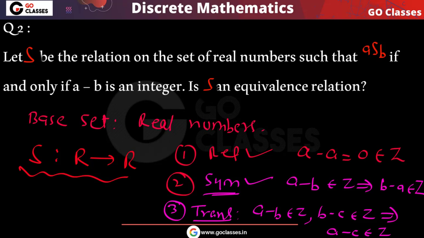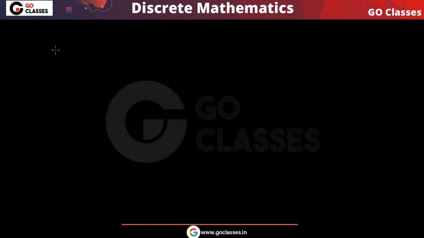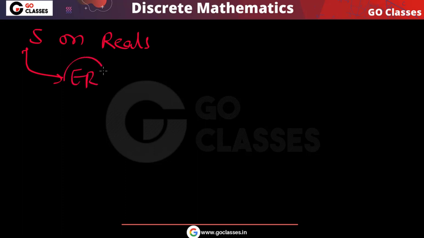Okay, so this is transitive also. This relation S on real numbers, you can notice this relation S is basically an equivalence relation. Because this is an equivalence relation, now we can find the equivalence class of elements. So tell me, what is the equivalence class of 1?